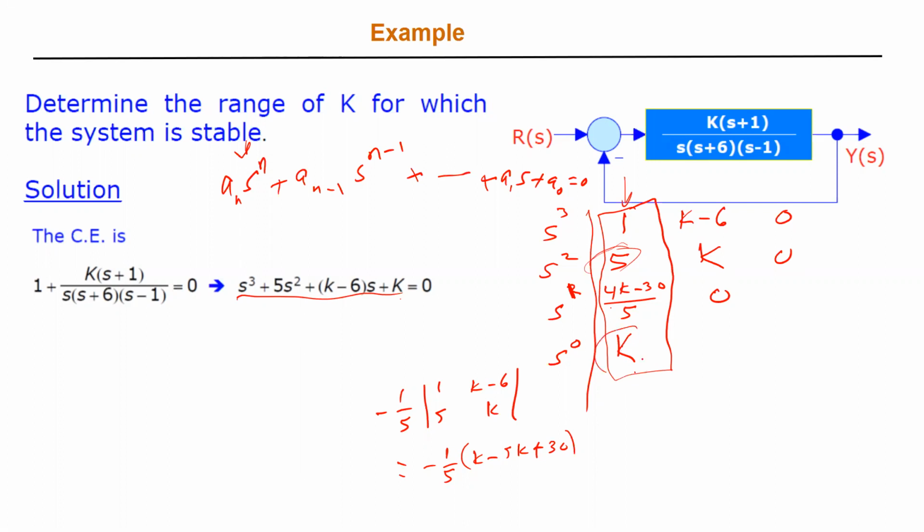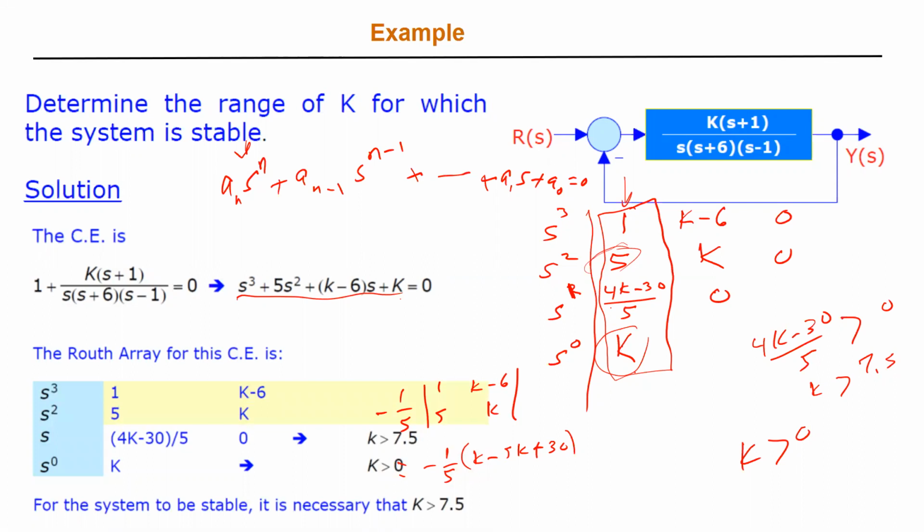No, this one, not 8. K greater than 0, anything positive. And the condition in here, I need (4k minus 30) over 5 to be greater than 0. So k greater than 7.5. Exactly. You take the intersection of the two. So in here, k greater than 7.5. Okay? So this is basically what we have.